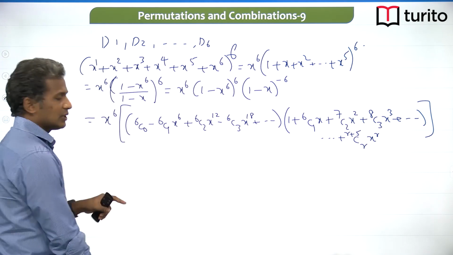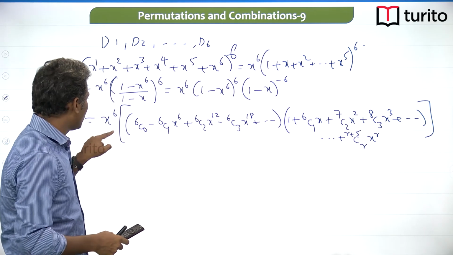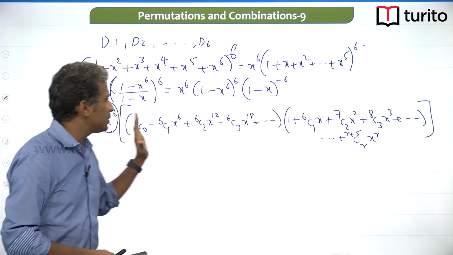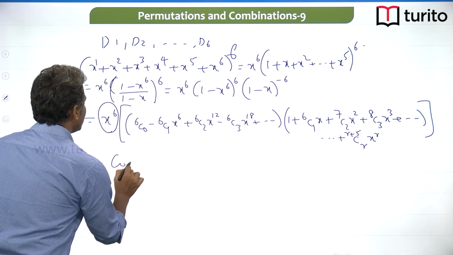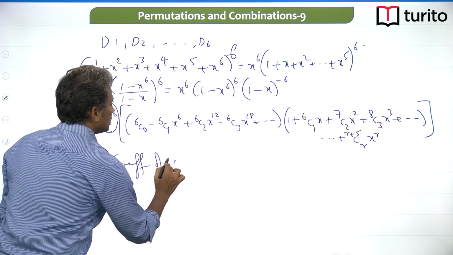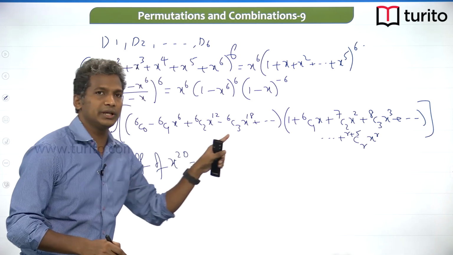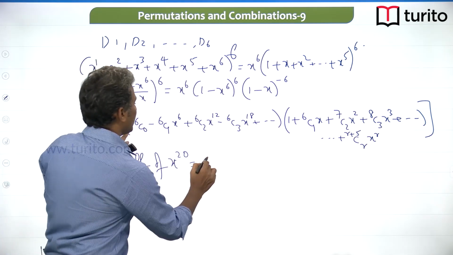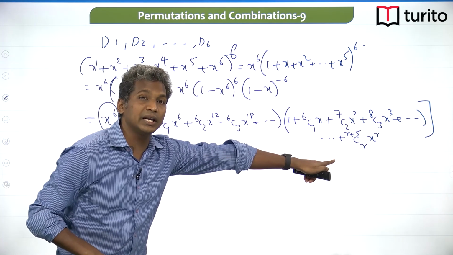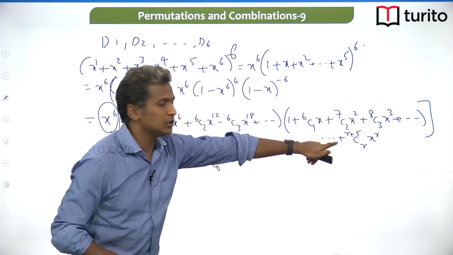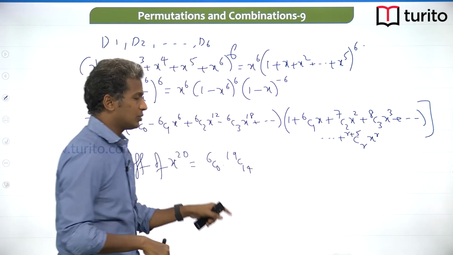Now let me use it to calculate. We want to collect the coefficient of x raised to 20, but there is already x raised to 6 outside. So from here onwards I need the coefficient of x raised to 14. So the coefficient of x raised to 20 is basically the same as the coefficient of x raised to 14 here. Let me collect all terms. When I take 6c0, that means when I take the constant from here, I will require x raised to 14. So put r equal to 14. How much do I get? I will get 19c14.